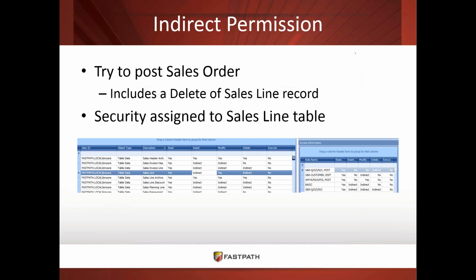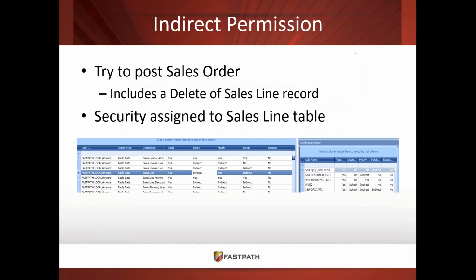So here I just took a screenshot. This is one of our tools, but it gives us a good layout of what permission my user has. I was using this user called Kmore, and the line highlighted on the left side there, you can see, is my table data sales line object. And for that, I have yes, I can read data for that table. I have indirect insert, yes, modify, indirect delete. So those two there, I'm going to point out, insert and delete, are indirect permissions.